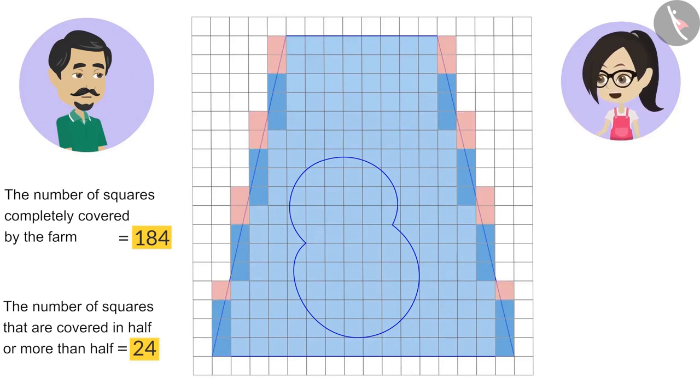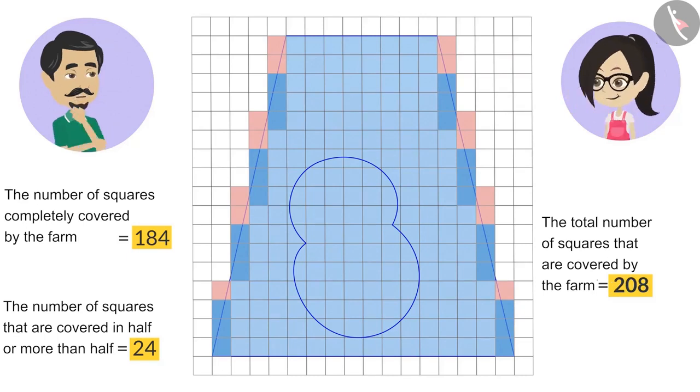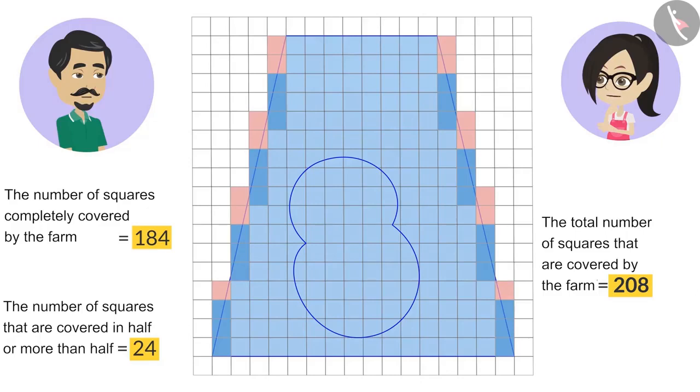Some of the squares are covered in less than half by the farm. We don't count them. That means the farm has covered almost 184 plus 24 squares. Therefore, this farm covered almost 208 squares. It looks like this.